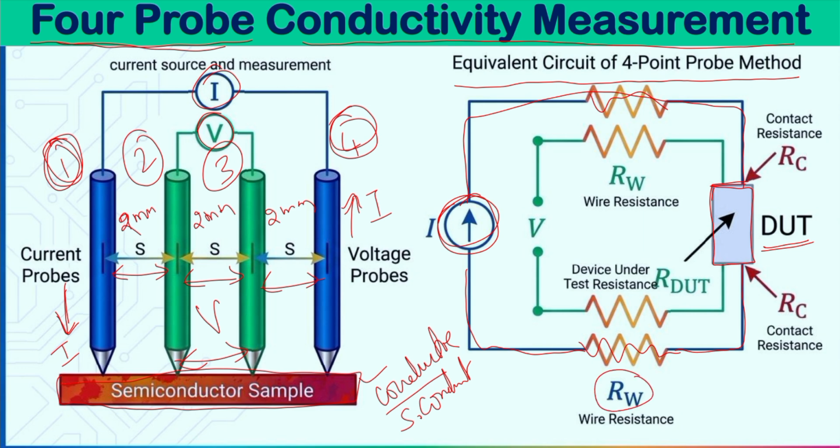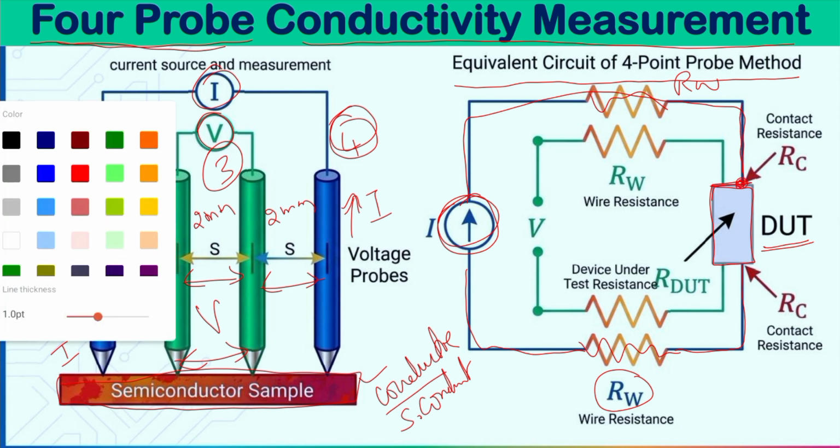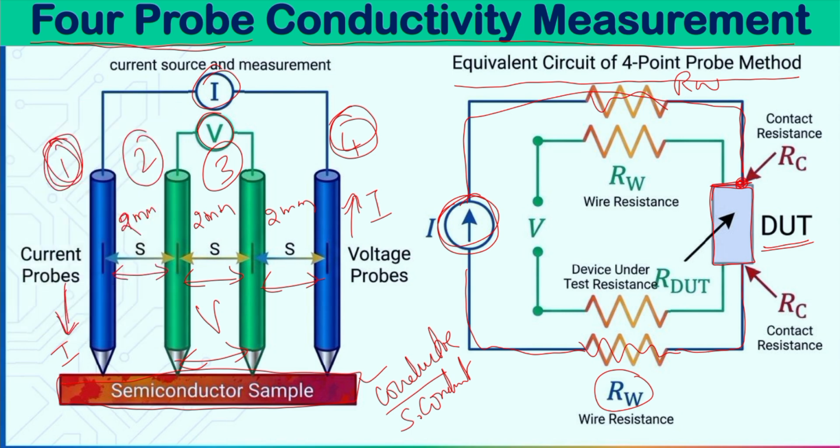Here you have another wire, so that is again RW, wire resistance. Again here you have wire and here you have wire. So all these things will come under wire resistance. Apart from that, this wire and the sample meet at this point. Let me put it in a different color in order to differentiate that. This point will also give some resistance, and that is called the contact resistance.